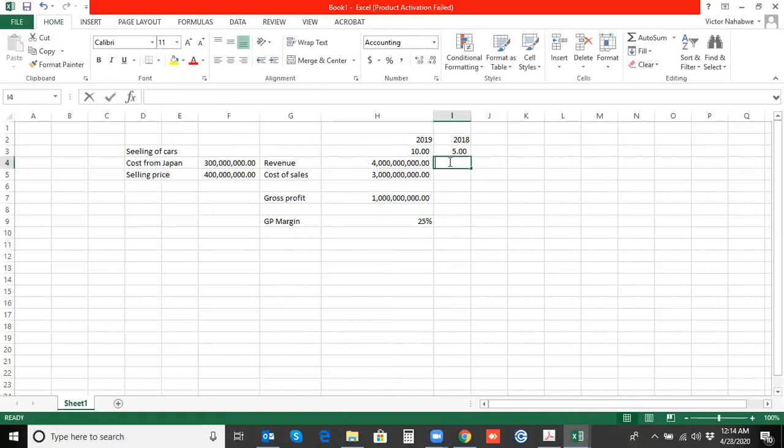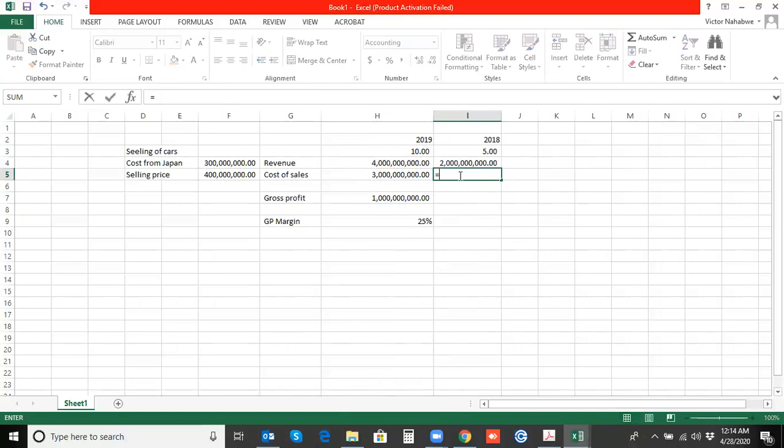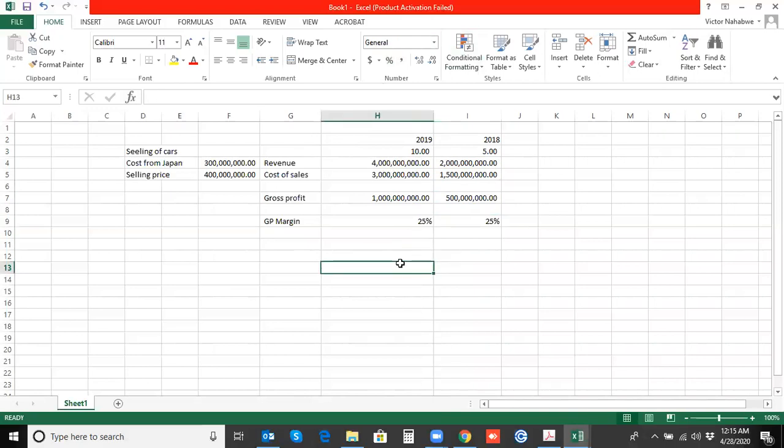So if I go to my 2018 and maybe I sold only 5, the revenue is supposed to be 2 billion. Cost of sales is supposed to be 1.5 billion, and my gross profit margin is supposed to be 25%. So what does this mean? This means that at any one point in time, unless I change my selling price or cost price, my gross profit margin is supposed to be the same.